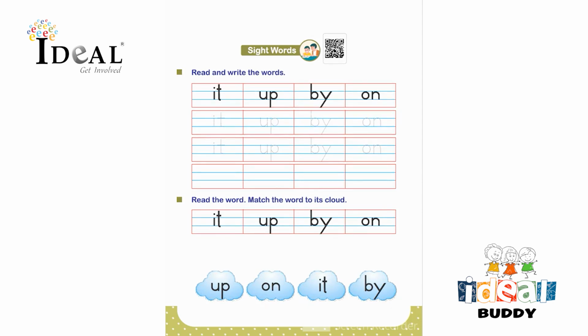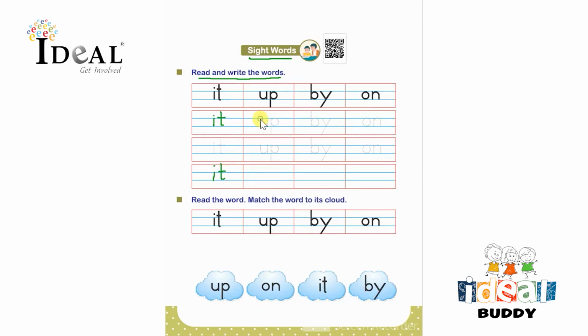Hello everyone. Here the topic is sight words, and the child has to read and write the words. The first word is it, I, T, it. First the child has to trace the word it, and then again trace it, and then write it in the space given below on their own.